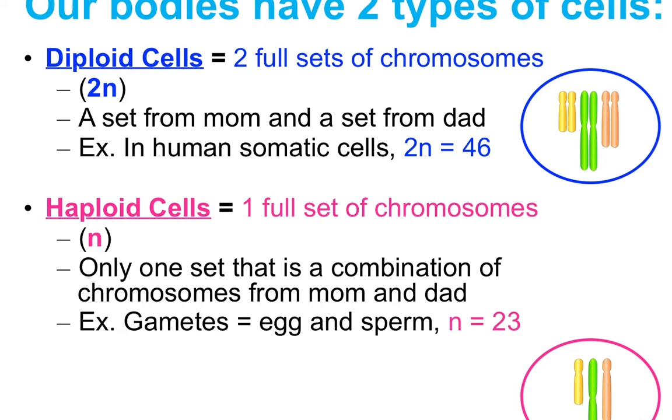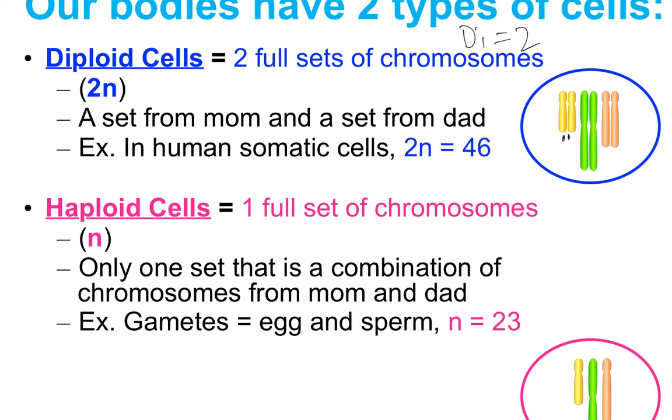Diploid cells, di, meaning they have two copies, right? That's the prefix di, which equals 2. They have two full sets of chromosomes. The set is usually from mom, and then the other set is usually from dad. So they're going to have homologous pairs.